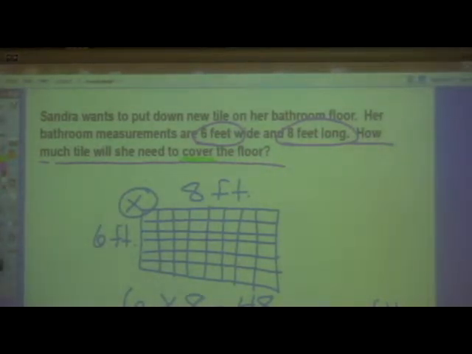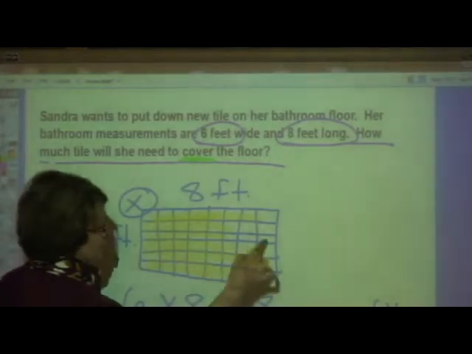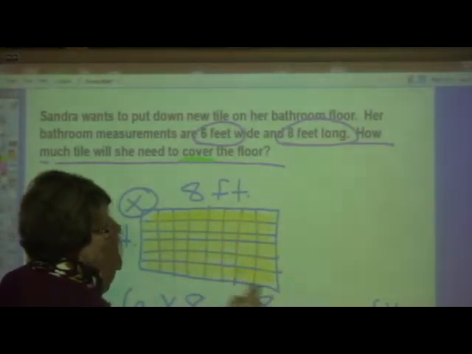Where's that shape? So hopefully they make the connection, and we would do more than just one or two. We would work on this for a while.